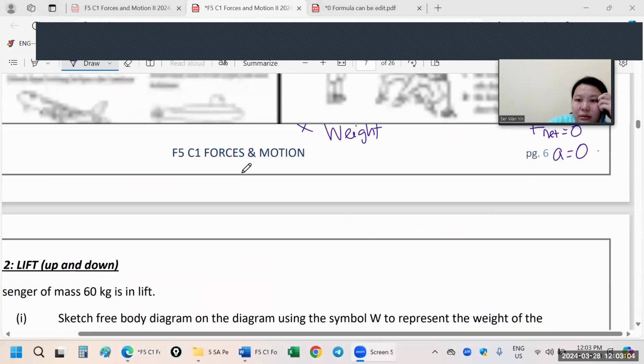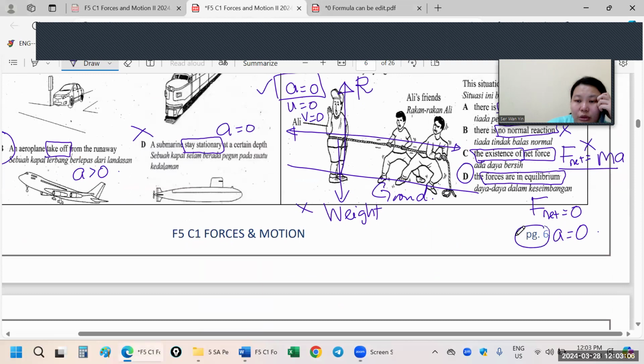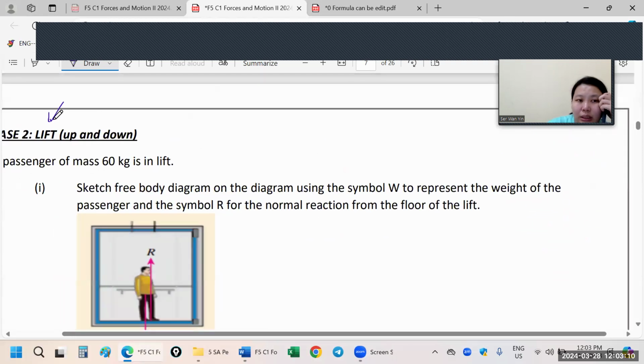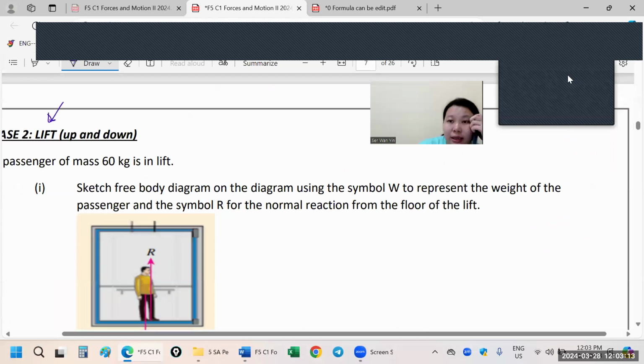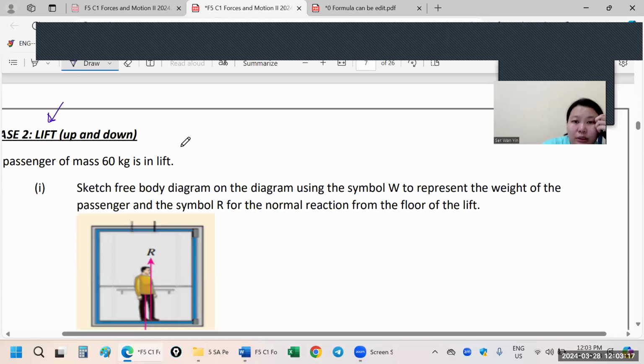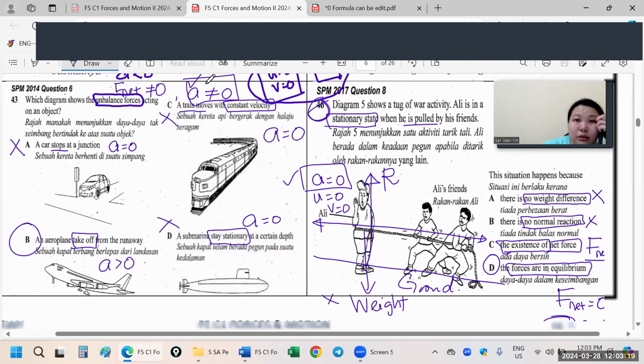Okay, so now it stops here. Next time we start the lift again. All right. Any other question? You can do your.